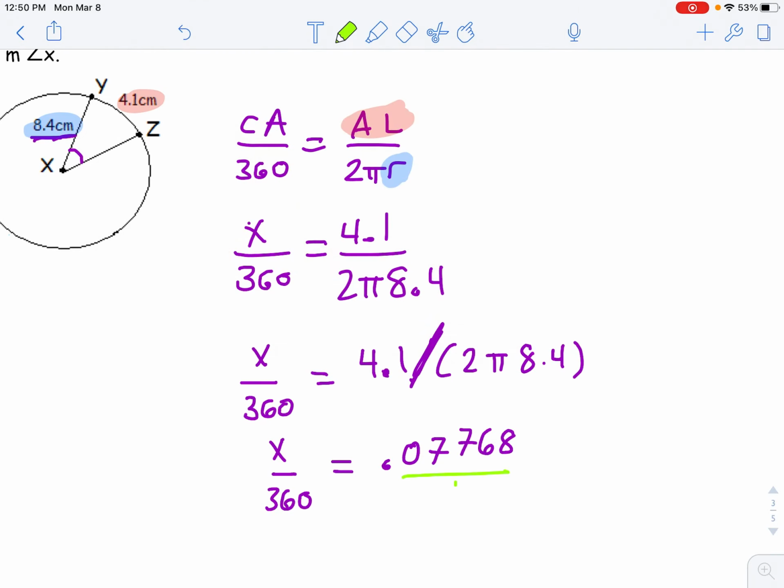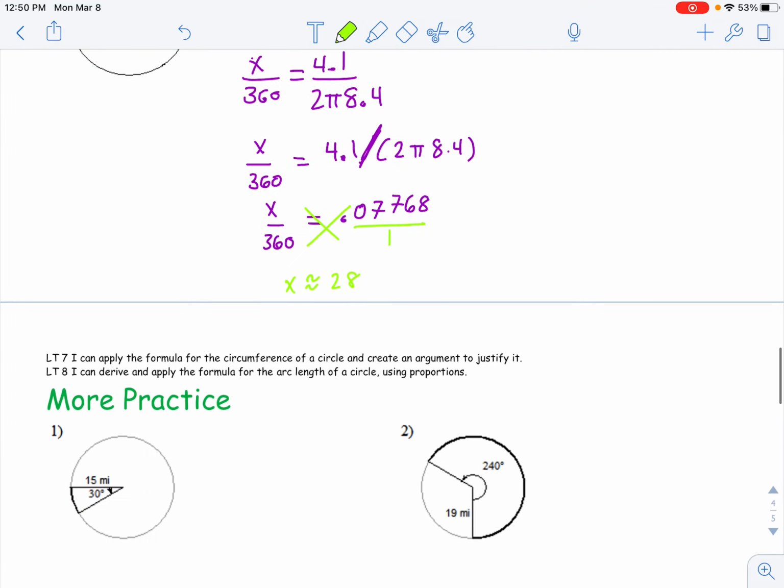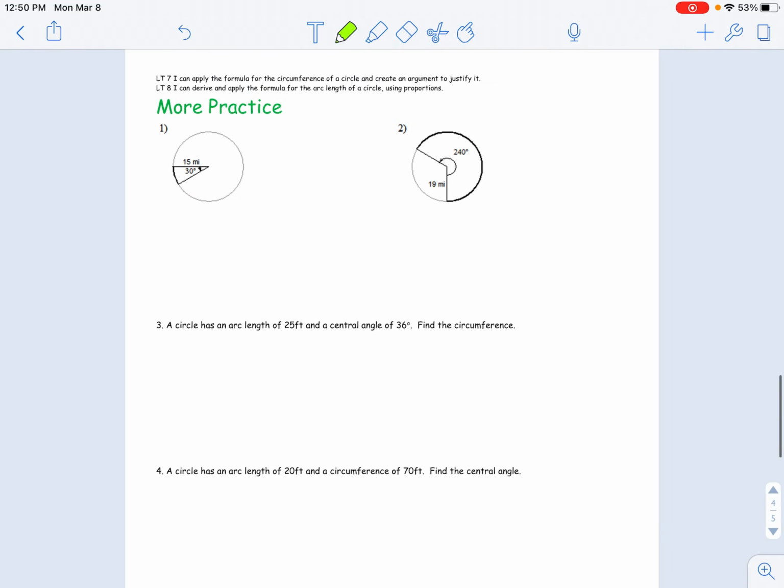All right. Sometimes it might just be easier to do that. Put it over 1 and cross multiply. X equals that number times 360, which is going to give me, rounding to the nearest tenth, 28. Because it was 27.9657914, or approximately 28. All right. We'll do these more practice problems in the next video.